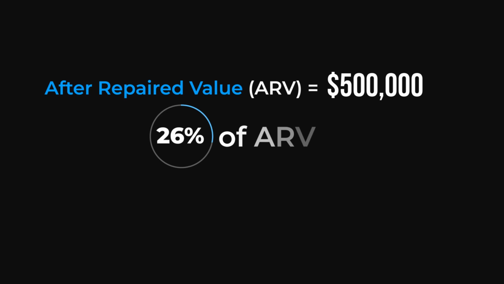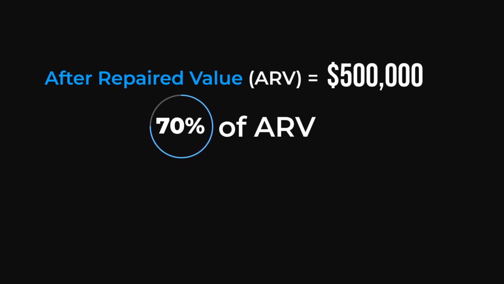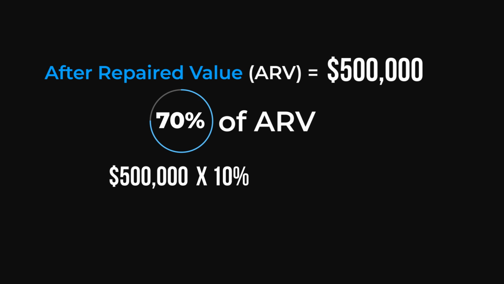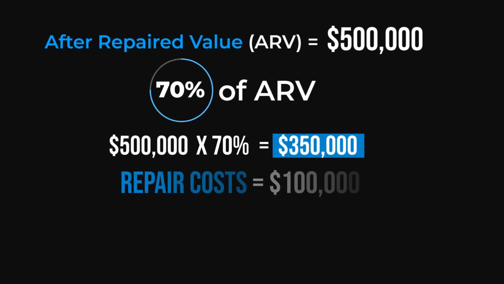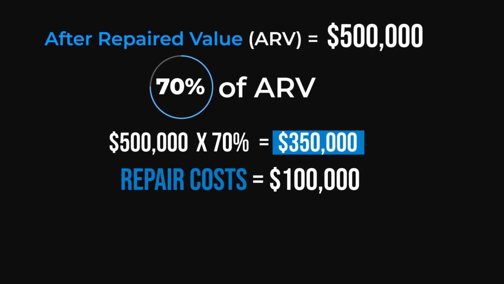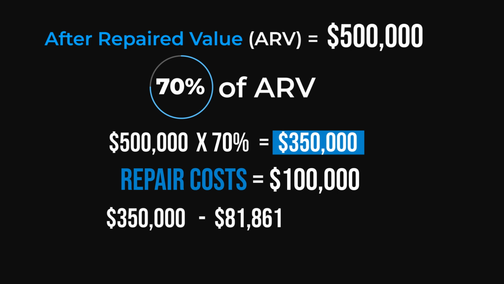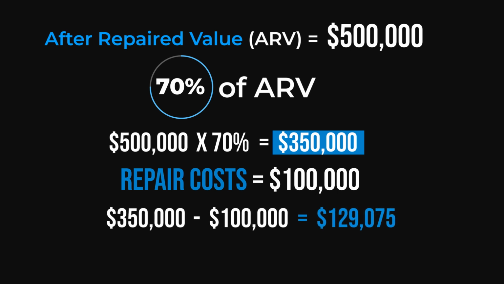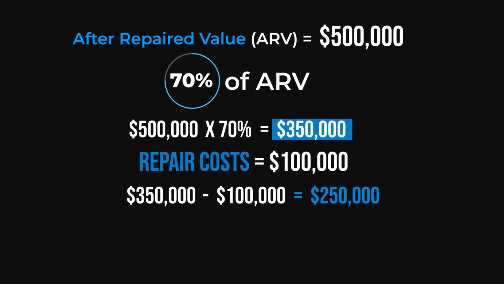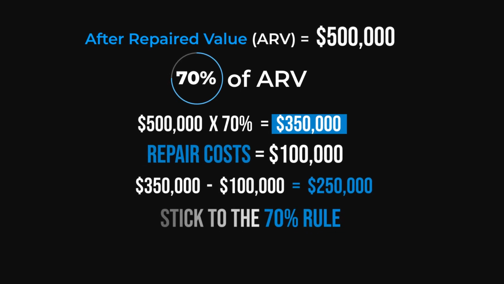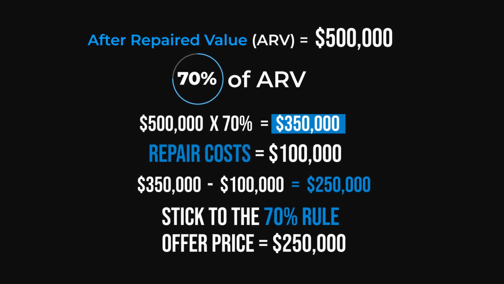Now you're going to take 70% of that after repaired value. So it's $500,000 times 70%, which is $350,000. Now you need to put your repair estimate in there, which let's just say is $100,000. Now you subtract that $100,000 renovation, and your offer price is $250,000. You can go up a little, down a little, but it's extremely important to stay with that 70% rule as a maximum offer amount.